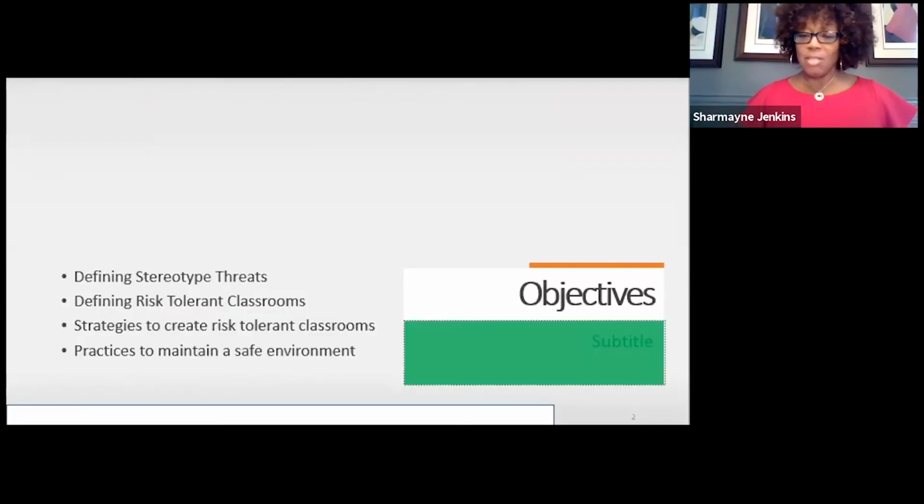And the focus of this workshop is going to be really looking at how to create that type of classroom, defining stereotype threats, defining what a risk-tolerant classroom is, strategies to create such a room, and practices to maintain a safe environment. Because many students suffer from what I call educational trauma, and it results from the lack of cultural proficiency of teachers and school staff, and it hinders their learning and experience in the classroom.